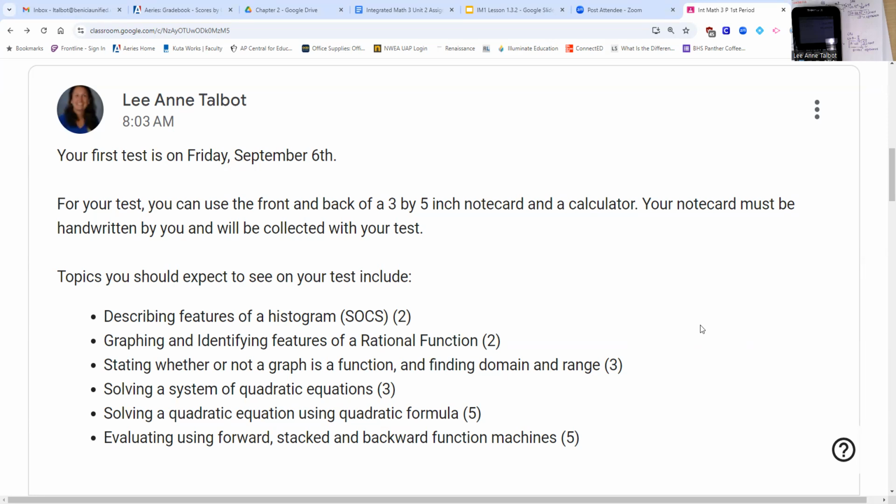So the topics recycling. Describing features of histograms, we're going to practice that again today. This is going to be a multiple choice question. It will not require you to type all the numbers in the calculator.